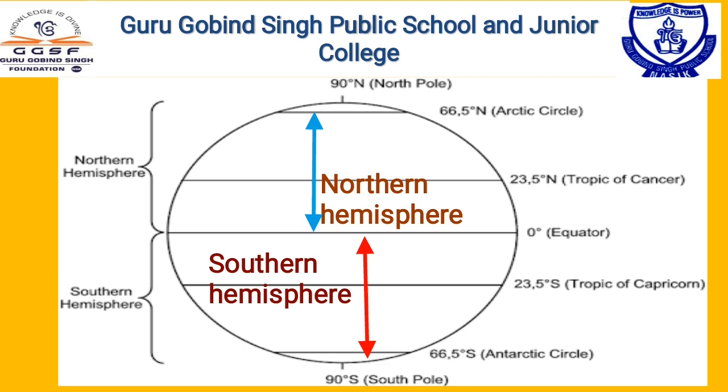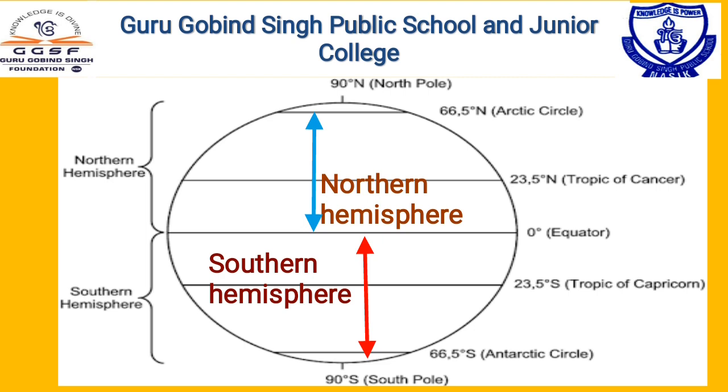The one to the north, which is shown with a blue line, is known as the northern hemisphere, and the part shown with a red line is known as the southern hemisphere. Remember this thing. The equator bisects our earth into two parts. One part is known as the northern hemisphere and another part is known as the southern hemisphere.